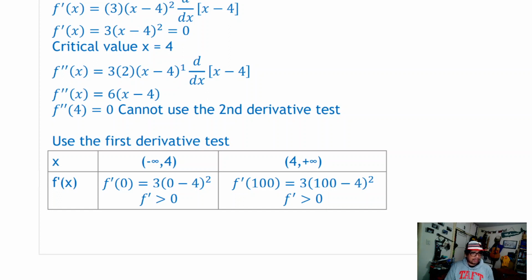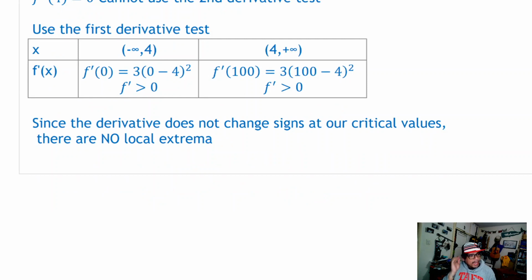So it looks as though the first derivative does not change from positive to negative or negative to positive. And so since the derivative does not change signs at our critical values, there are no local extrema. Remember that local extrema only will occur at critical values or at places where either the left endpoint or the right endpoint of our domain. So since none of those exist, we don't have any local extrema.